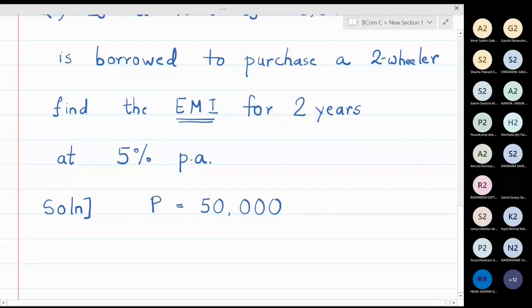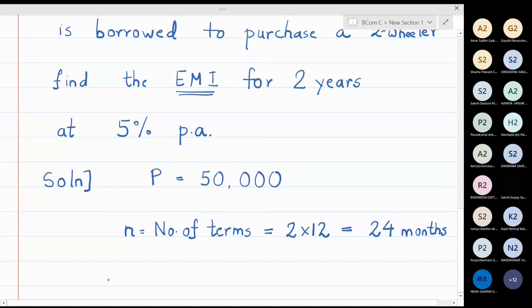Next is N. N stands for the number of terms, meaning how many times do I have to pay the loan? Now for two years we have 24 months, right? So 2 into 12, because every year has 12 months. So how many months will there be where I have to pay this EMI? I have to pay this EMI for 24 months.